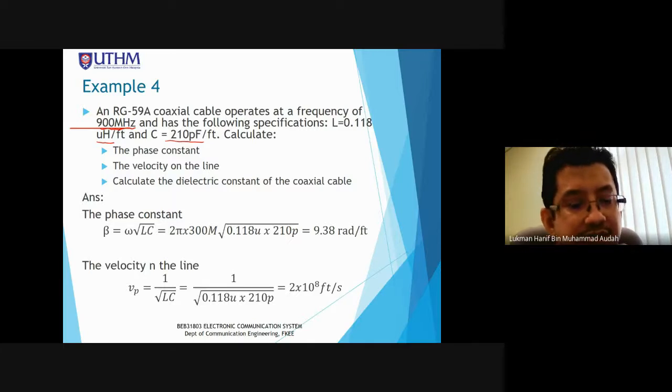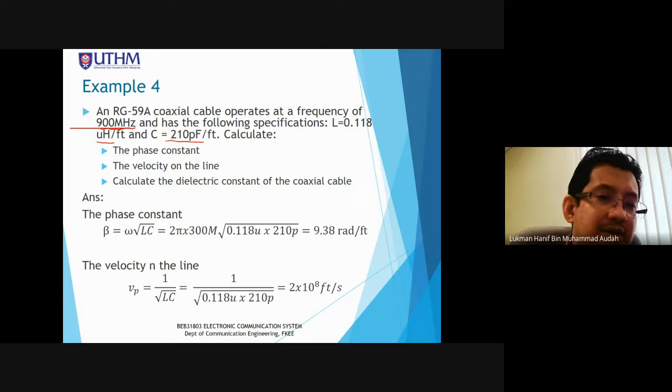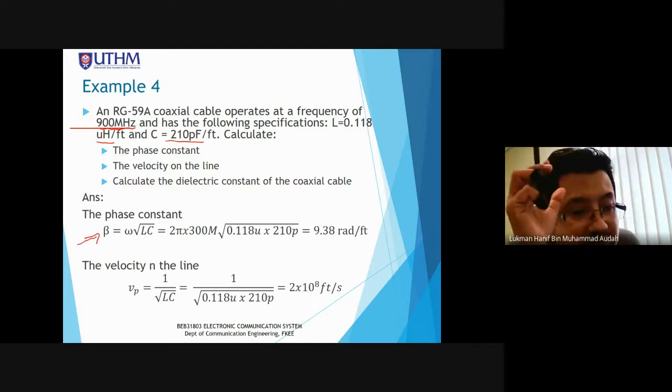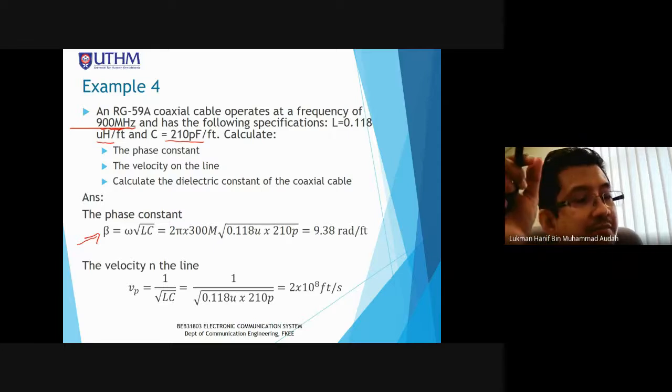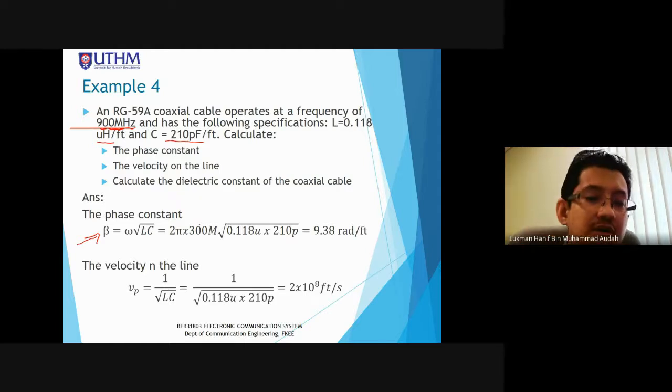And then calculate the velocity on the line. And then calculate the dielectric constant of the coaxial cable. So phase constant adalah beta parameter. Okay, beta parameter. Yang mana beta parameter is equal to omega multiplied with square root of LC. So it is equal to 2 pi F.